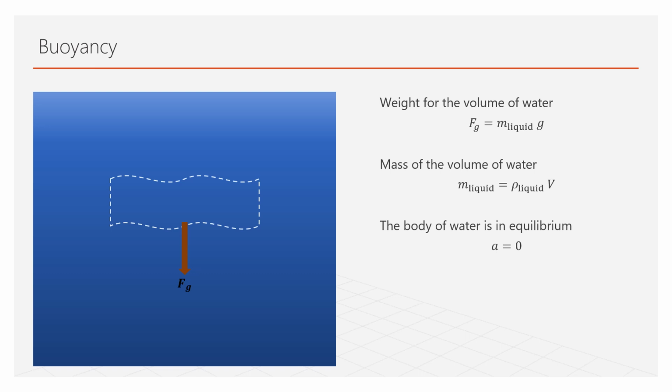Because the volume is at equilibrium, there must exist another force that balances the volume's weight. That force is called buoyancy. Any object that is submerged in a liquid will be pushed upward by the buoyant force, and its magnitude is equal to the liquid's weight that would have been in that object's location. It is equal to the density of liquid multiplied by the volume multiplied by the acceleration due to gravity.